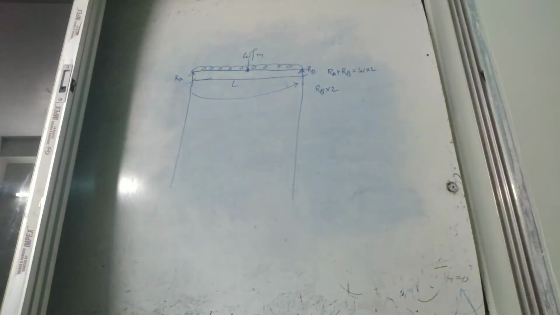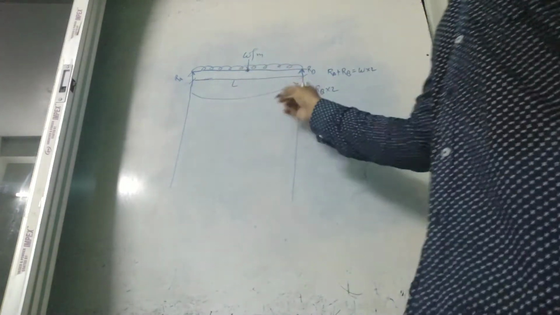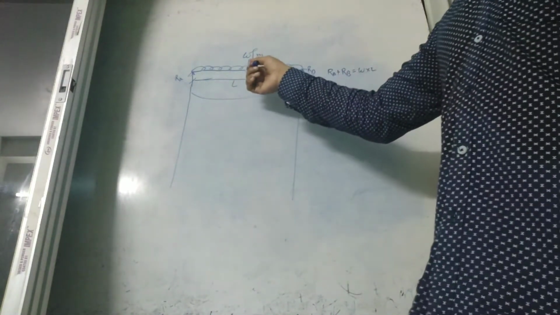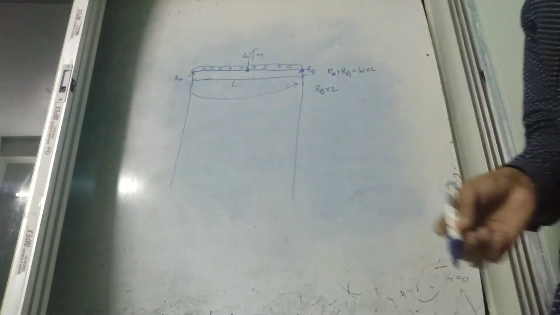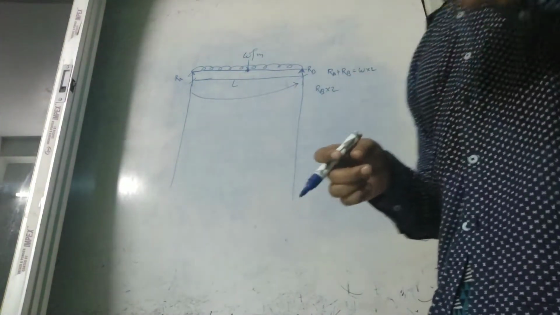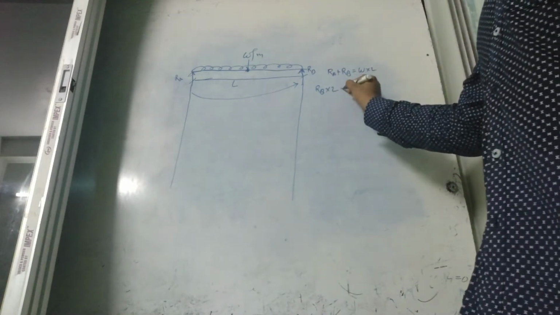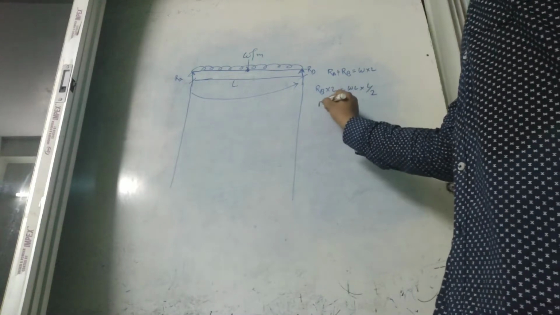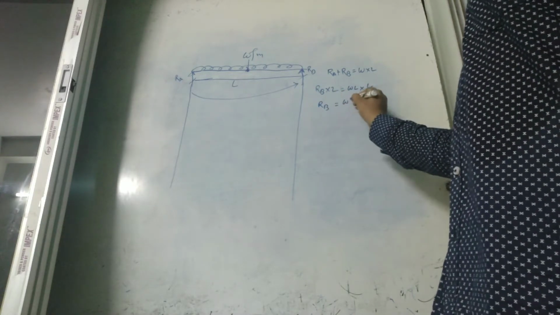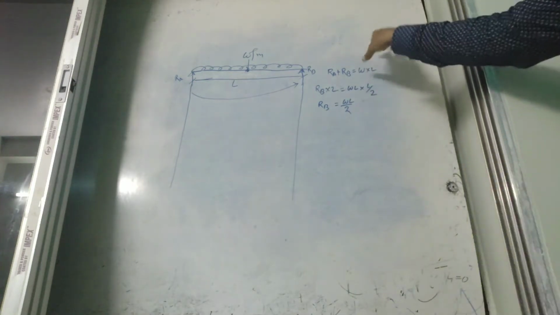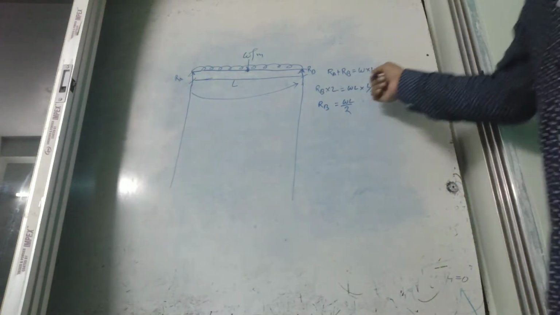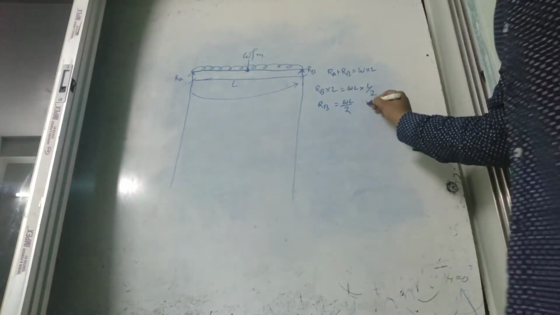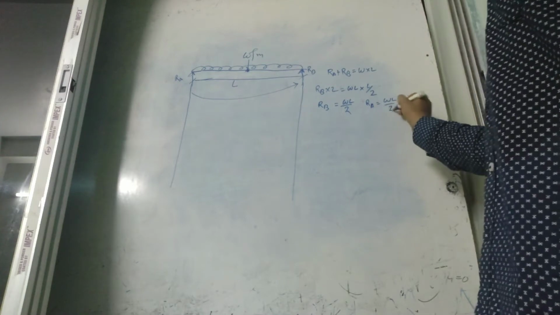I mean to say that if the length is L and the UDL occurs throughout L, then the middle point is where the total UDL acts, in the case of moments. So RB into L equals the total load WL acting at L by 2. So RB is automatically WL by 2, since the load is distributed half and half. So automatically RA is also equal to WL by 2.